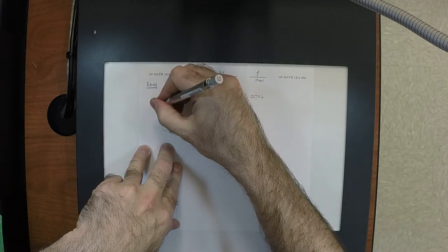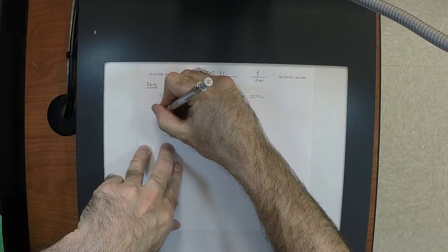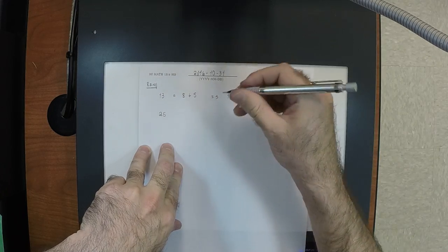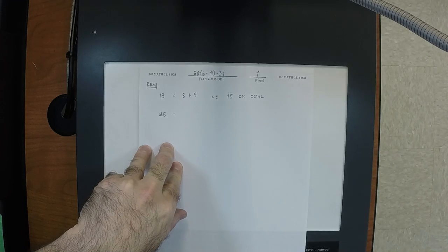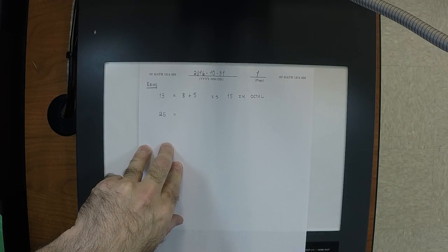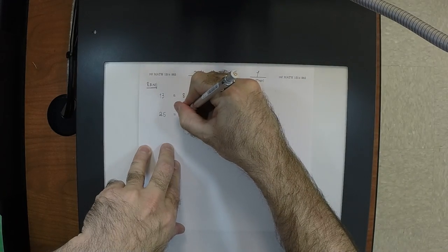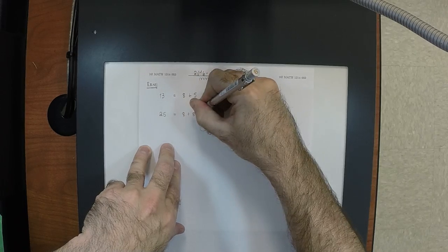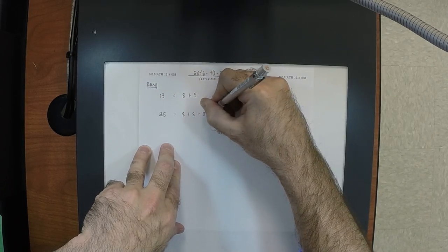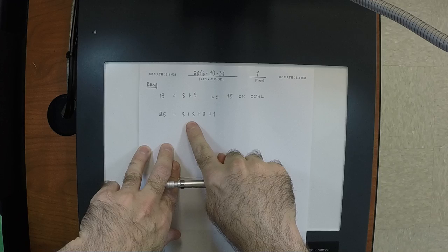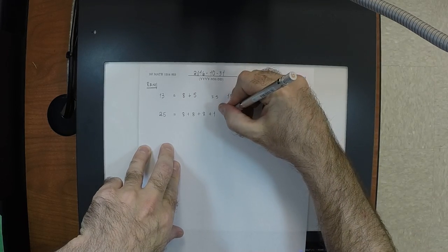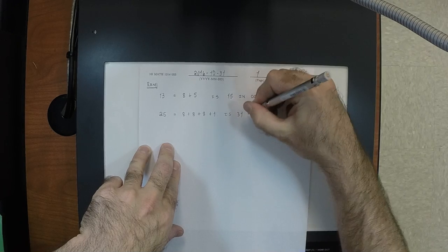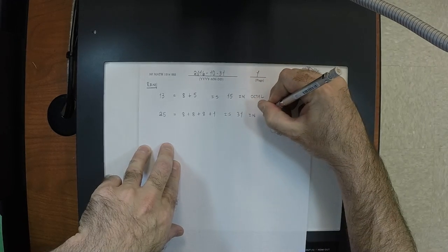So I have a question for you. What is 25 in octal? In base 8, 31. Right, because it would be 8 plus 8 plus 8 plus 1. So how many 8s are there? Three of them, and then there's 1 unit. So it is 31 in octal.